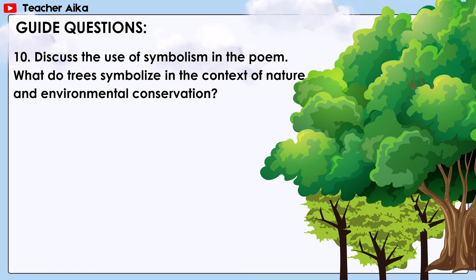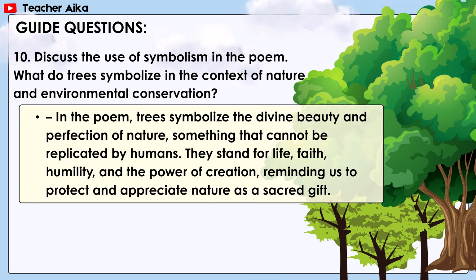10. Discuss the use of symbolism in the poem. What do trees symbolize in the context of nature and environmental conservation? Answer. In the poem, trees symbolize the divine beauty and perfection of nature, something that cannot be replicated by humans. They stand for life, faith, humility, and the power of creation, reminding us to protect and appreciate nature as a sacred gift.